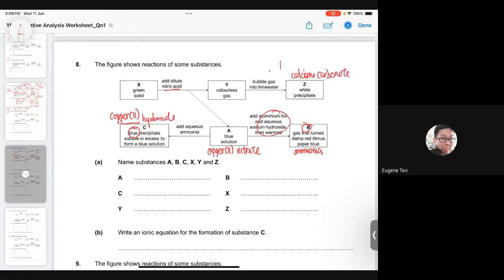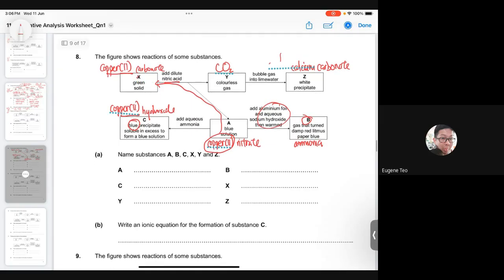We know that colorless gas Y is carbon dioxide, CO2. Then the last one would be, what is X? X is something carbonate. So the question is, where did the copper 2 come from? The copper 2, if you look at A, it must have come from X. So therefore, X is actually my copper 2 carbonate. Okay? So these are all the answers for X, Y, Z, and A, B, C.